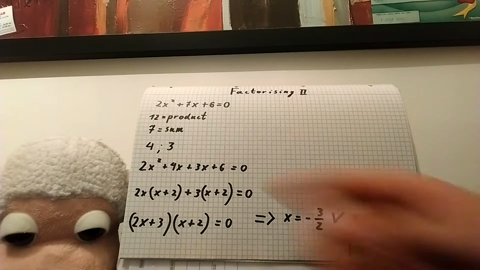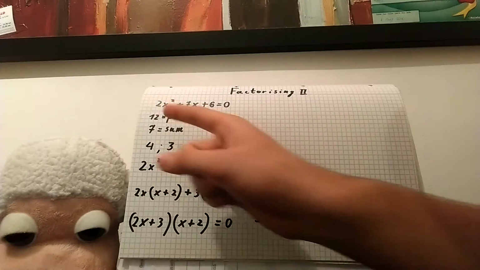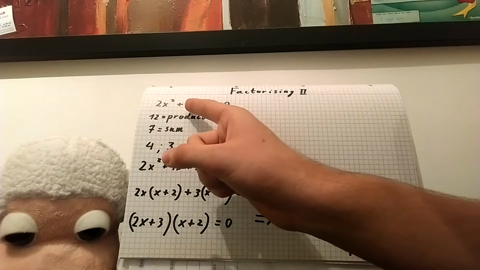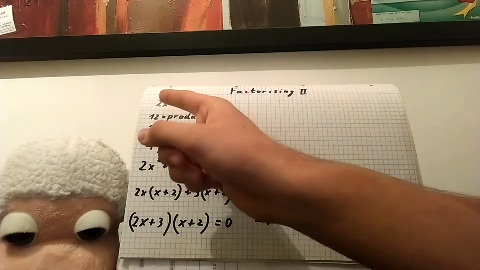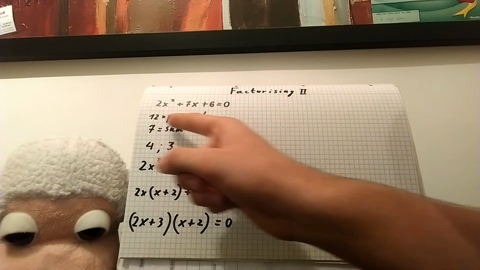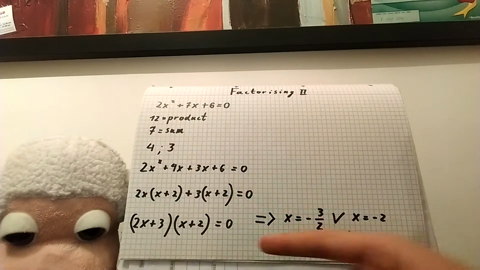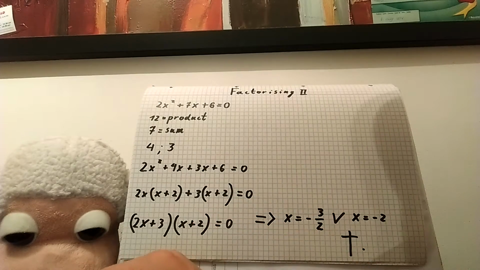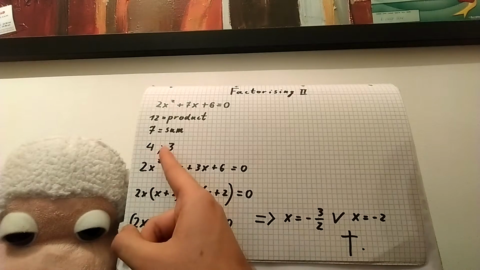Basically, what if the a number over here is more than 1? In the case of 2x squared plus 7x plus 6 equals 0, 2 times 6 equals 12 and is our product, and 7 is our sum. Well, which two numbers multiplied give us 12 and added give us 7? Those two numbers are 4 and 3.